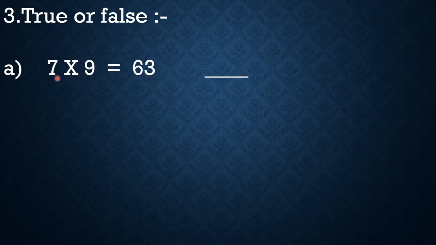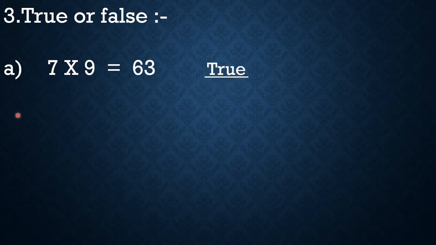So let's start speaking table of 7, and let's see what is the answer when we multiply 7 by 9. So 7 ones are 7, 7 twos are 14, 7 threes are 21, 7 fours are 28, 7 fives are 35, 7 sixes are 42, 7 sevens are 49, 7 eights are 56, 7 nines are 63, and here the answer is 63. So this statement is correct. So we will write true for it.